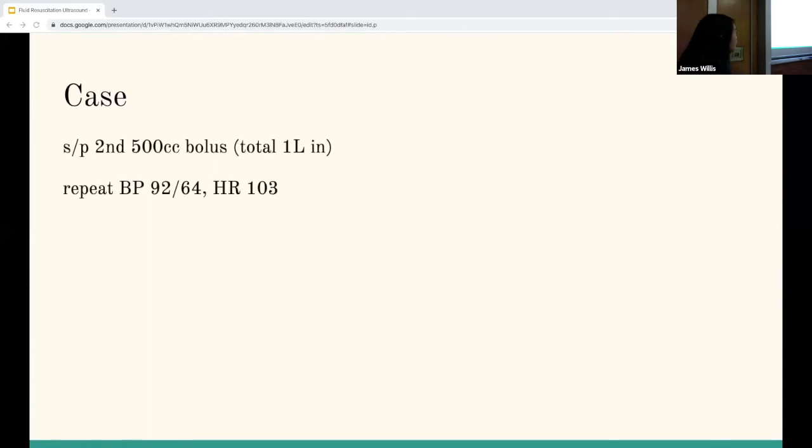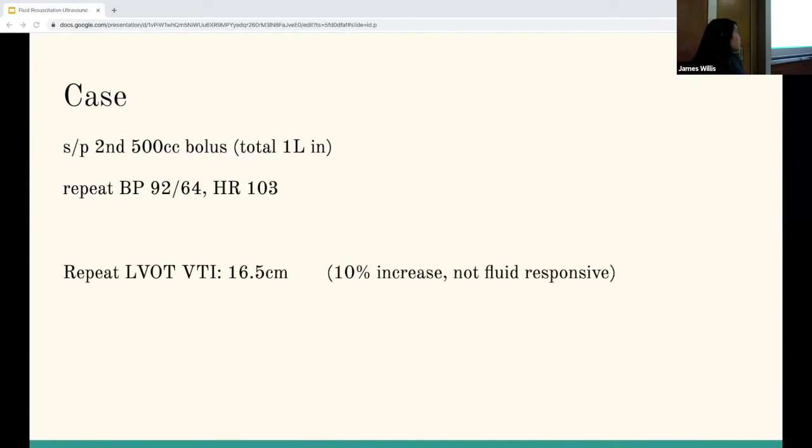Either way, after a total of a liter has gone in, the repeat blood pressure is better, but still not great looking. Heart rate is still better, but still borderline tachy. You repeat your LVOT VTI one more time, it's 16.5, and at this point, you're at a 10% increase. Remember the magic numbers: greater than 12 to 15% increase. So at this point, she's no longer fluid responsive.